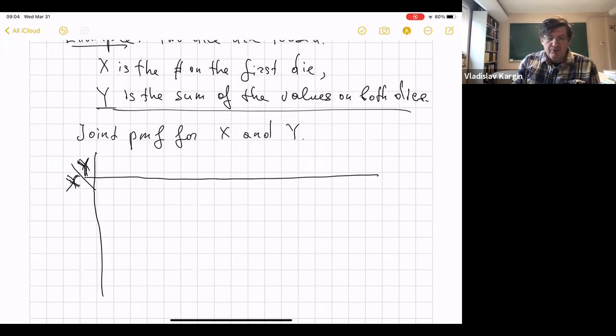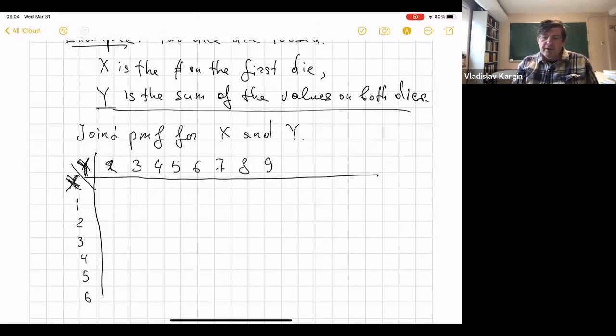For x, the possible values are the number on the first die, so it can be 1, 2, 3, 4, 5, and 6. And for y, it's the sum of the values on the two dice. It cannot be 1 because the sum is never 1, so it should start with 2: 2, 3, 4, 5, 6, 7, 8, 9, 10, 11, and 12. These are the possible values for the sum.